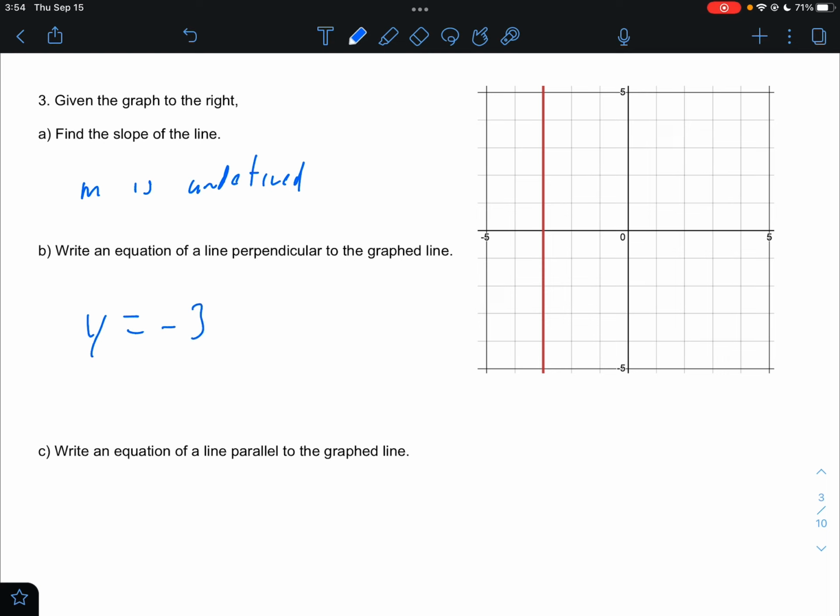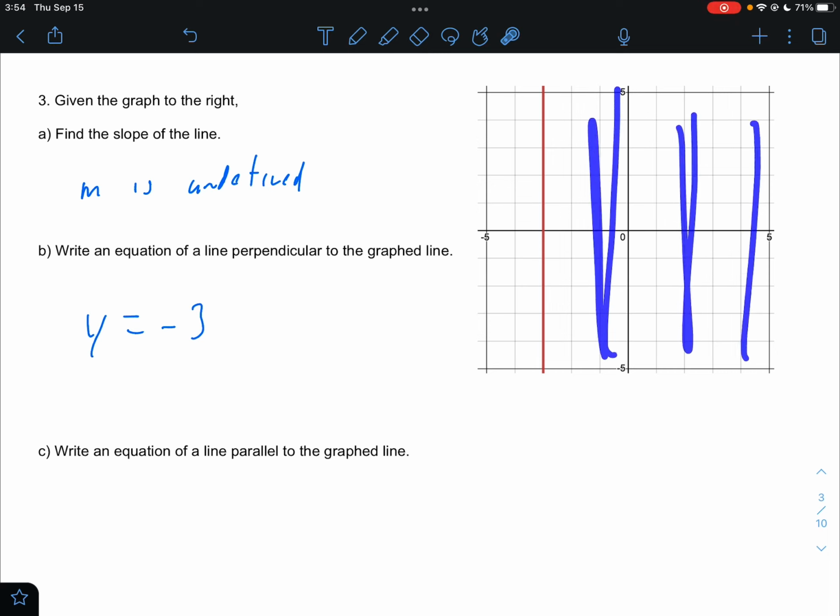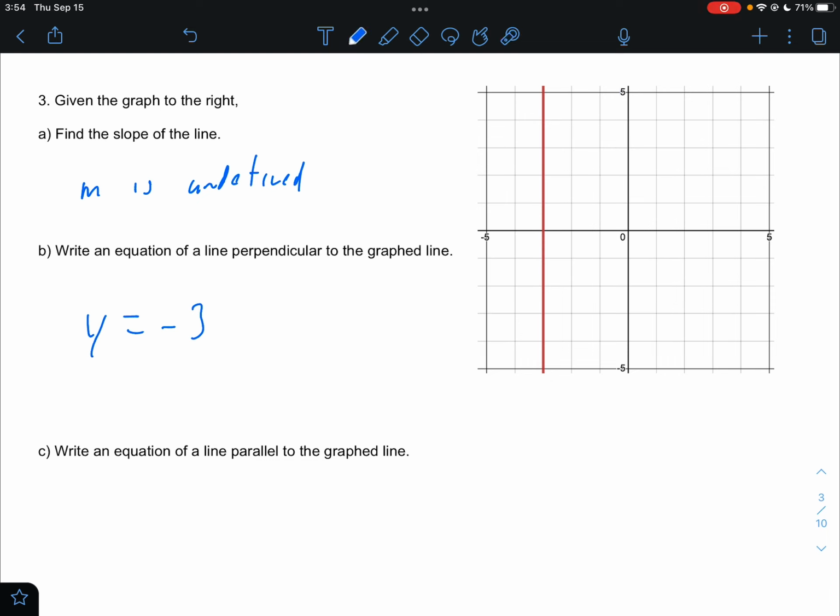Write an equation of a line parallel to the graph line. So parallel would be another vertical line, right? Vertical lines are written as x equals. You can write x equals anything you want except -3. So any number but -3 will be fine. I'm going to use +4.